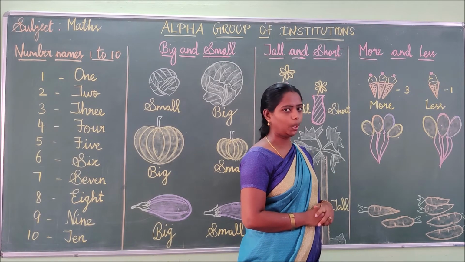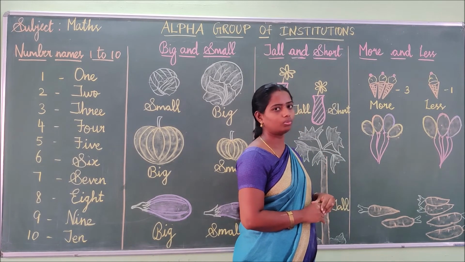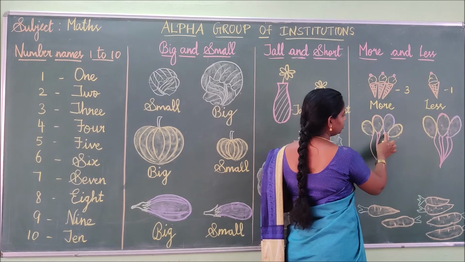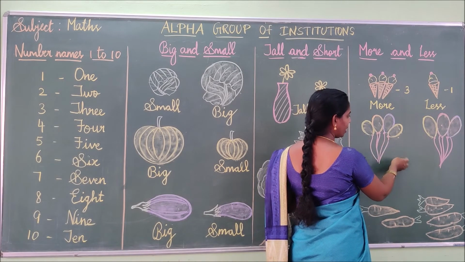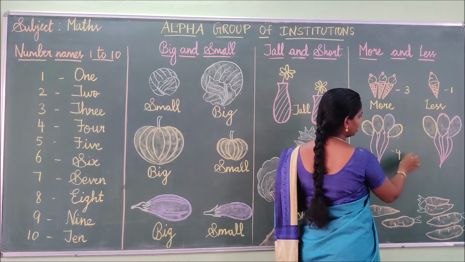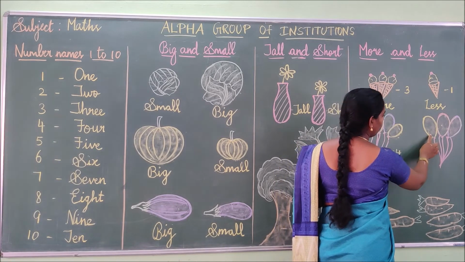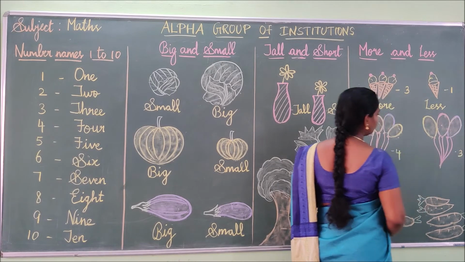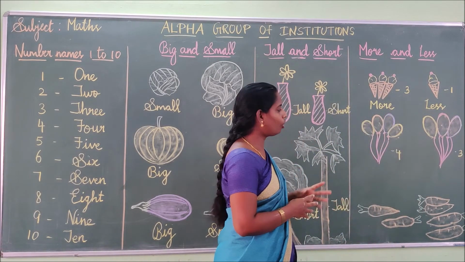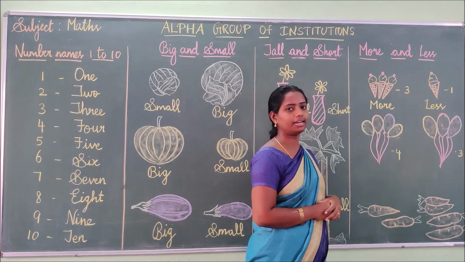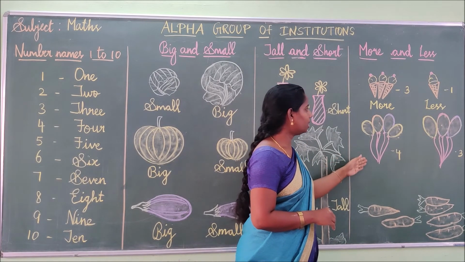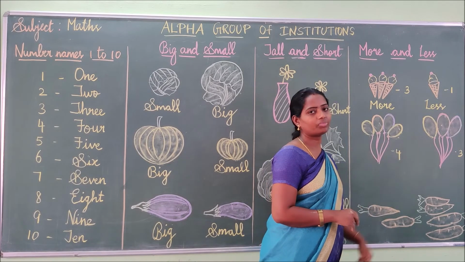What is it? Balloons. Here also we have to count. Children, see. 1, 2, 3, 4. We have 4 balloons here. Shall we count that? See. 1, 2, 3. Here we have 3 balloons. Four is greater or 3 is greater, children? Yes, 4 is greater, isn't it? So here more and here less.